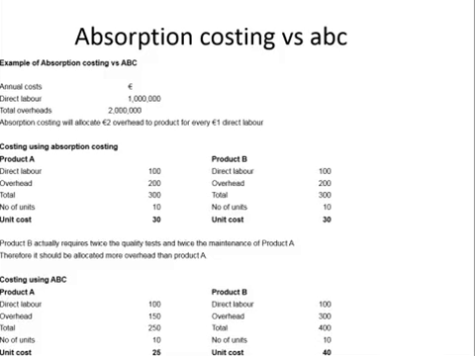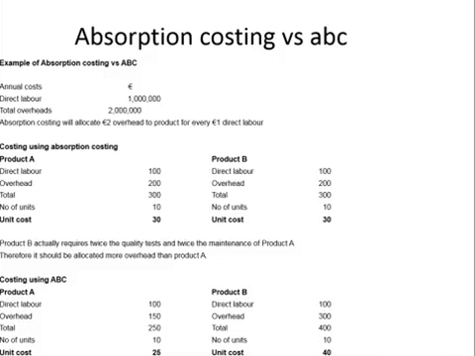So if you look at the example, costing using absorption costing, product A and product B both have the same direct labour, 100 and 100, so they're allocated the same overhead. The total is 300, number of units 10, unit cost 30. It's the same for product A, the same for product B. Now if you get down another bit, you'll see in reality product B actually requires twice the quality tests and twice the maintenance and so on. So product B uses more overheads than product A.